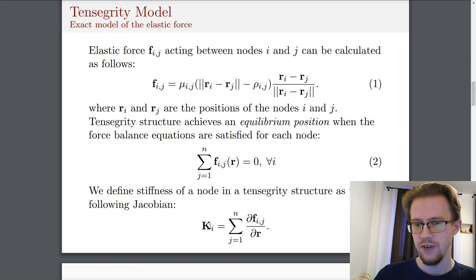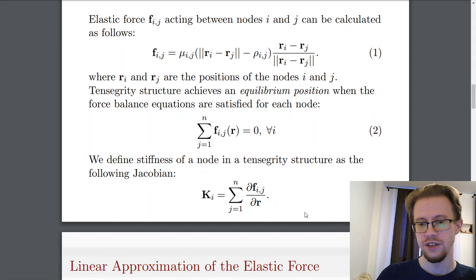We can easily define stiffness as a partial derivative of those sums of forces acting on a node, relative to the configuration of the structure. So the change in force relative to the displacement. That is the standard way of thinking about stiffness.